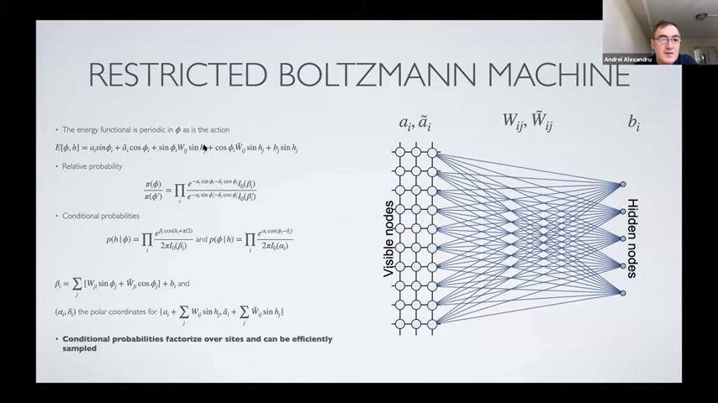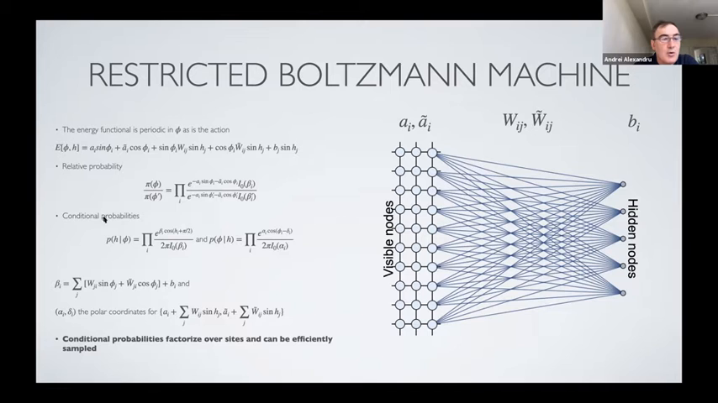With this energy functional, we can actually compute, we can marginalize. This, of course, gives you the probability distribution for the visible and the hidden nodes, and you can marginalize with respect to the hidden nodes, and you get the relative probability that we will need for the visible nodes. And this expression, as you see, is a product over sites of these particular functions.